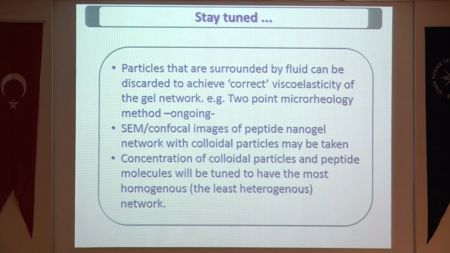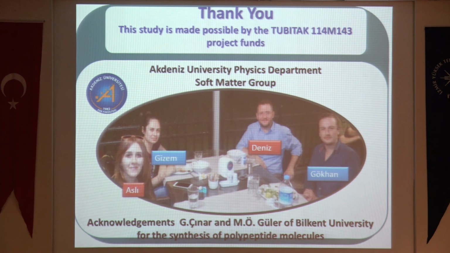And what needs to be corrected, this is my last slide, is that the particles that are surrounded by fluid, we need to extract them in order to get to the real, corrected viscoelasticity. This is a method called two-point microrheology, identifying what is correlated or not. SEM and confocal images can also be taken to understand what's going on here. The concentration of colloidal particles and peptide molecules will be tuned, and maybe a grafted colloidal particle can be used to get to the least heterogeneous system. Okay, this is my group, and thank you for your time.